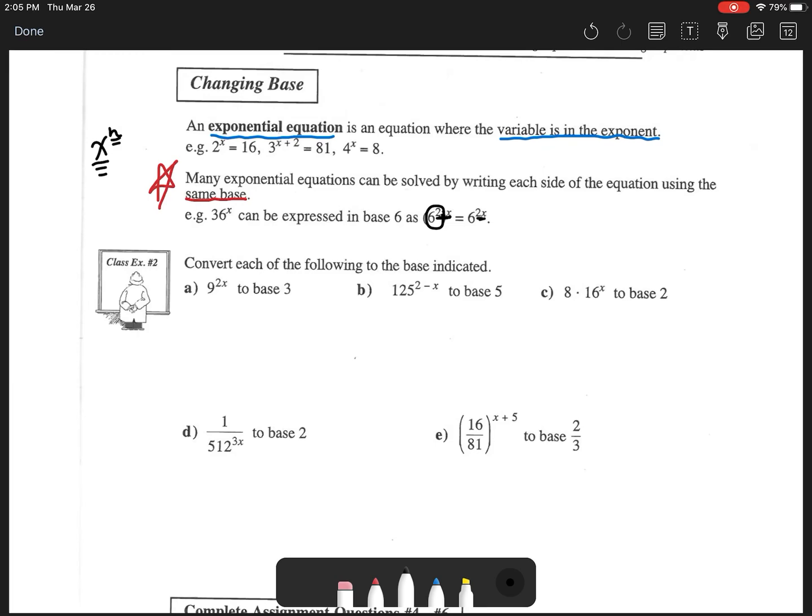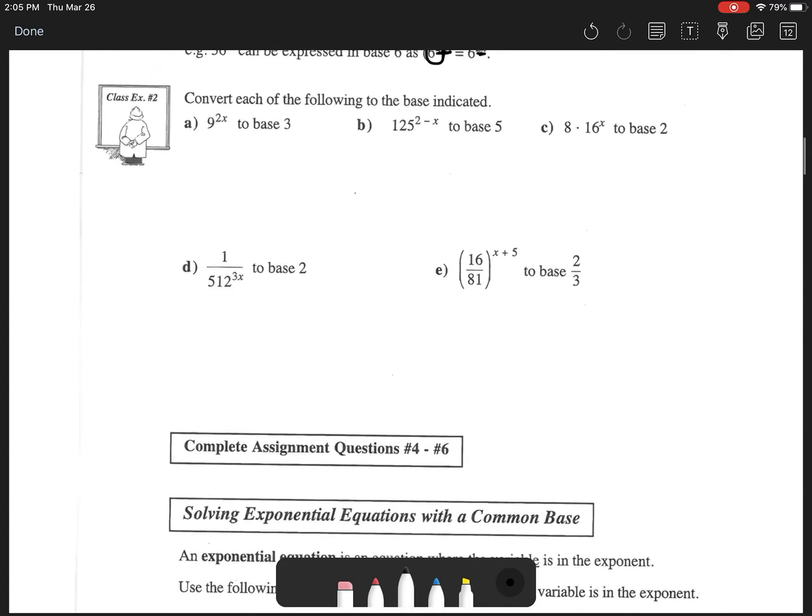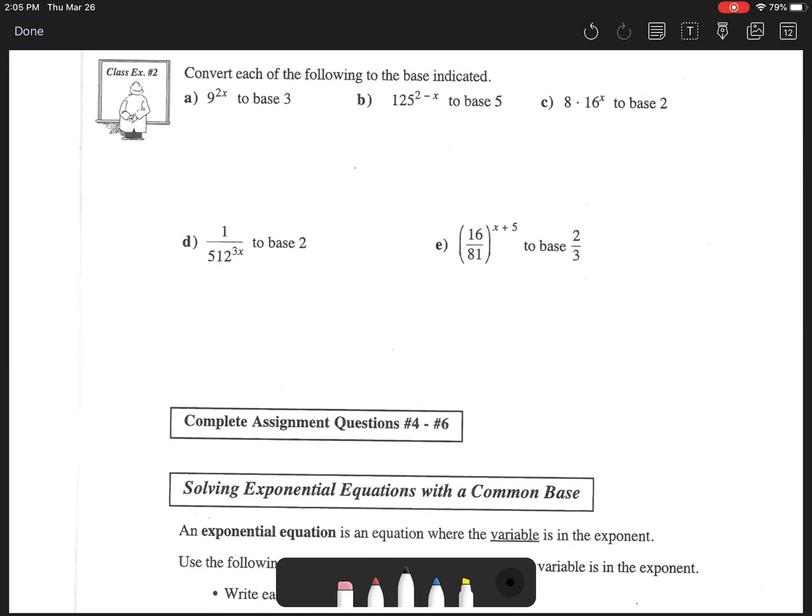So you've rewritten 36 to the exponent of x as 6 to the exponent of 2x, okay? Now, let's take a look at some examples. And again, I'll discuss all these as I work through them.